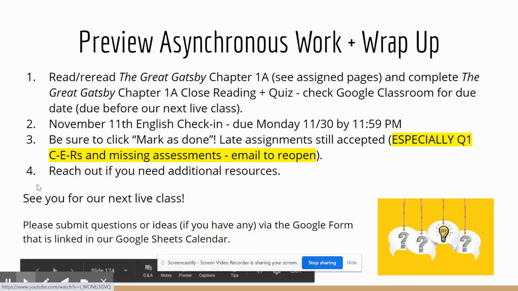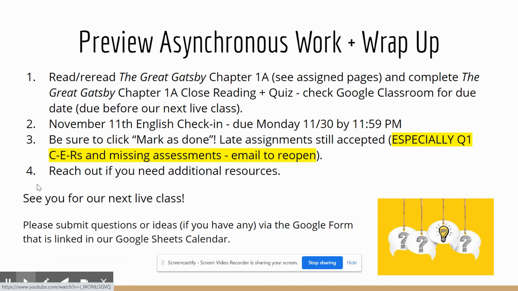So, what are the expectations? You need to have the first half of chapter one read by Friday. You need to complete your close reading guide and quiz by Friday. And you need to have those comprehension questions answered by the beginning of class on Friday so that we are prepared and ready to tackle the second half of the chapter.